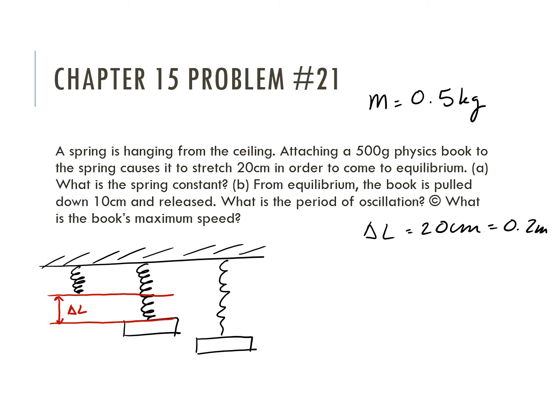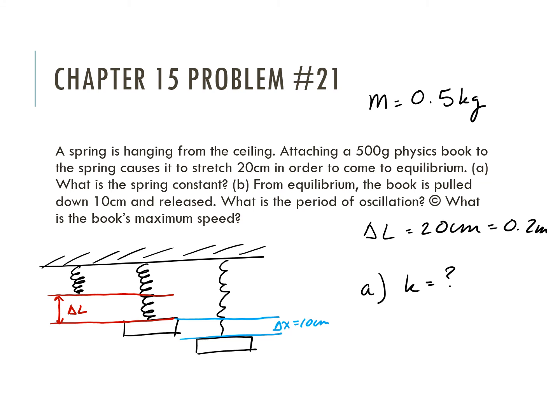So we are going to be pulling an extra 10 centimeters for part B. We're going to release it, find the period, and then for part C we were going to find the maximum speed value. So these are the three points that we really have, and we're going to be able to go through and solve. So for part A, again, we are going to be finding the spring stiffness constant.